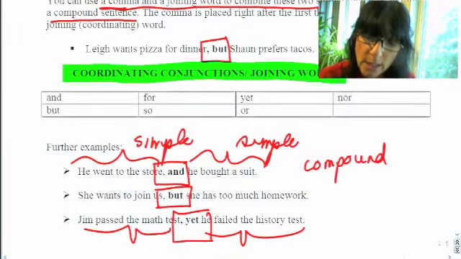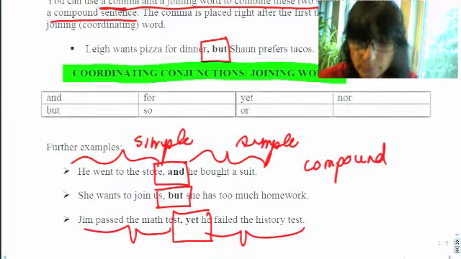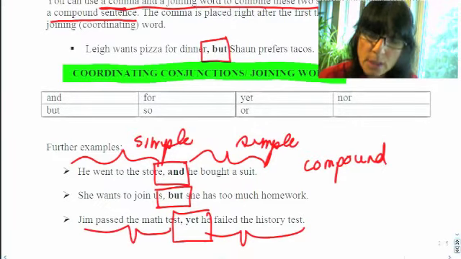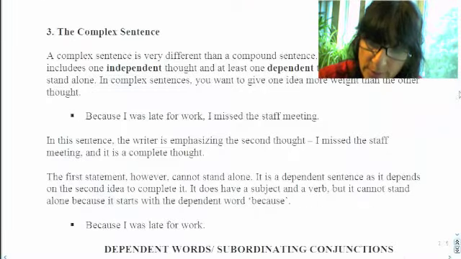Otherwise, if you said he went to the store, period, and then you say he bought a suit, period, it doesn't flow as well. It sounds a lot more simplistic in your writing. So join your ideas, and it adds a little bit of depth to your writing.